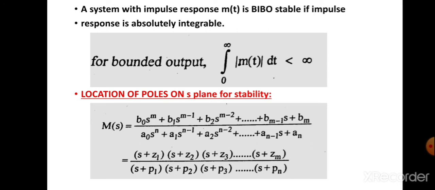So the denominator term will represent the characteristic equation. That means the multiplication of s plus p1, s plus p2 into s plus p3 etc. up to s plus pn will be equal to 0. That is the characteristic equation. And for the first case, on the denominator side, a0 s raised to n plus a1 s raised to n minus 1 plus etc. equal to 0 is the characteristic equation. That is, the denominator polynomial equated to 0 is the characteristic equation.